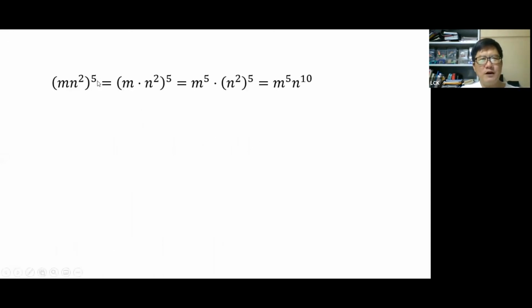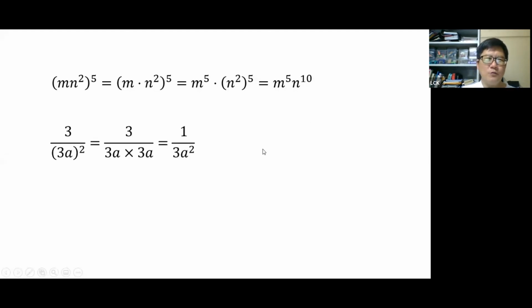mn squared to the power of 5 is simply m to the power of 5. And this is n squared. So n squared gets its own to the power of 5. All right. So this 5 here is applied to both. Right. So n squared to the power of 5. So you have m to the power of 5, n to the power of 10. Simple.